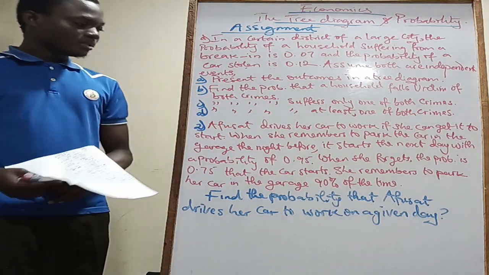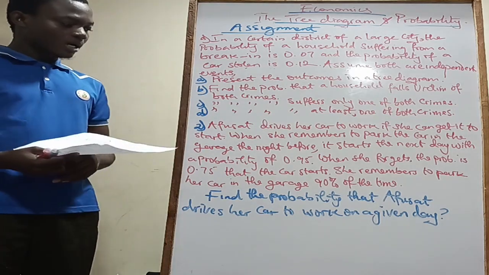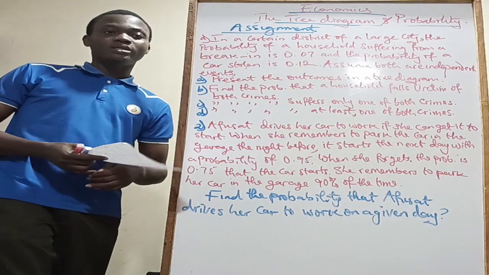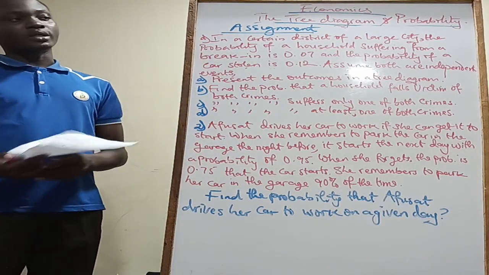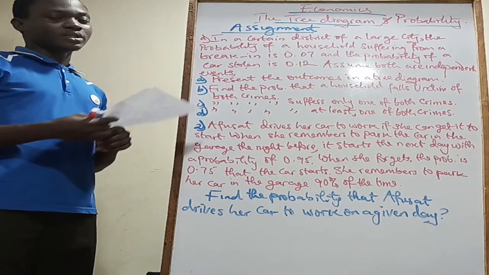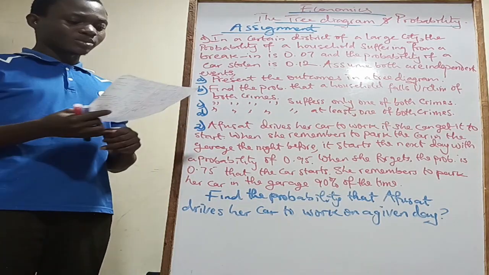So find the probability that Afusat drives her car to work on a given day. So whether she forgets to park it or she remembers to park it, what is the probability that she drives her car to work on any given day, right? So yeah, that's about that.